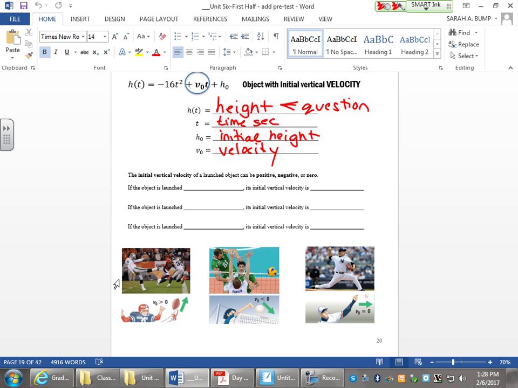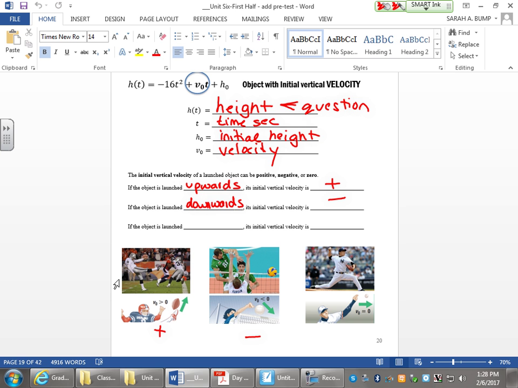Keep reading along with me on this handout right here. So if the object is launched upwards, then its velocity is going to be positive. If it's launched in an upward direction, like in this picture down here, kicking a football, we have a positive velocity, like kicking a field goal. Whereas if an object is launched downwards, and if you look at the middle picture on the bottom, like spiking a volleyball, so when you're spiking the volleyball in a downward direction with some velocity behind it, then the velocity is going to be negative.